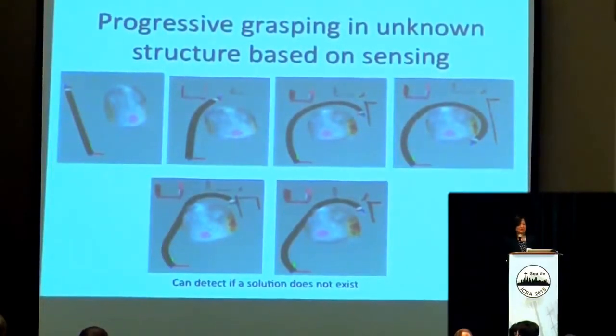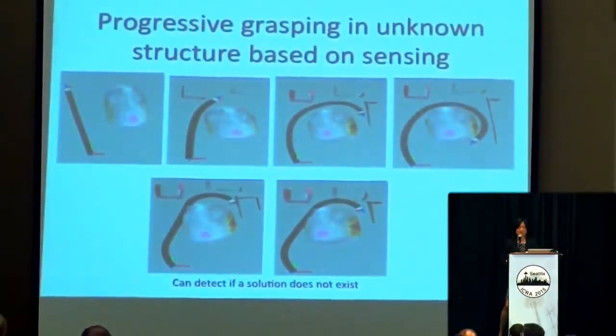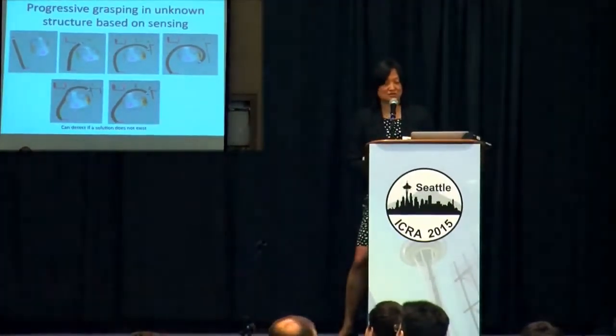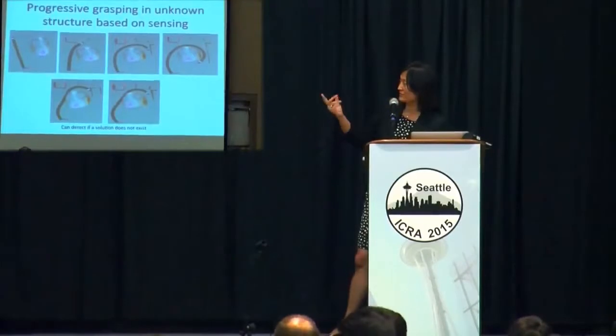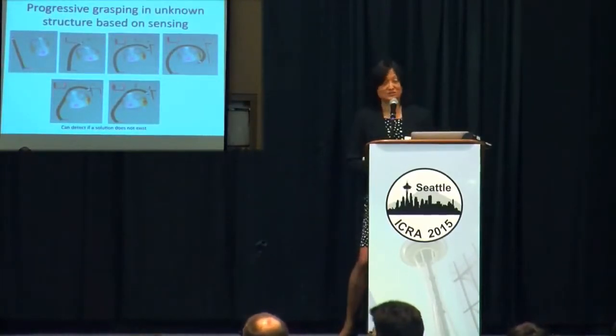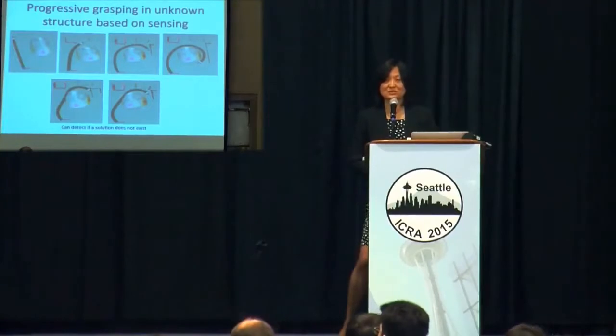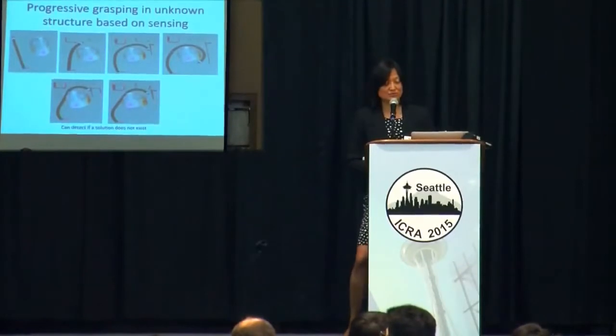Next, we considered progressive grasping. By progressive grasping, we mean we gradually generate a grasping configuration in an unknown structure based on sensing. So here is an example. If we have a milk can to be grasped, and on the tip of the robot we have a sensor, an RGBD sensor, for example, that can sense the gap between the target object and the surrounding structure or obstacles, then as we gain more information about the surrounding objects, we gradually generate a grasping configuration like this one.